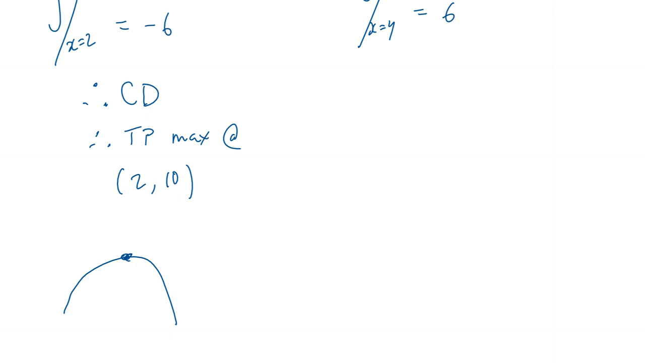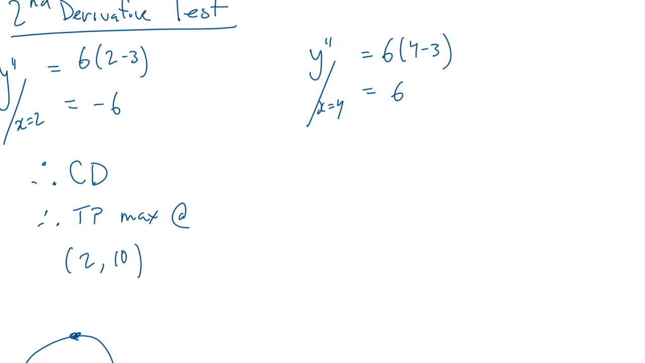I know it's not a cusp, because that's where the derivative does not exist. So we know it has to be a turning point. And this one was positive 6, therefore concave up. Therefore, turning point with a min.